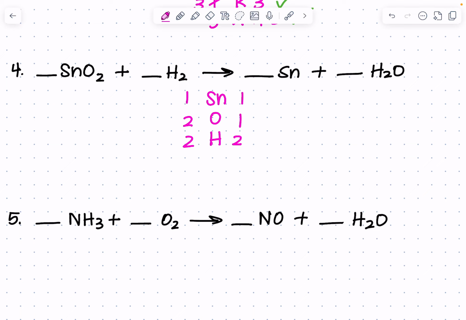All right, so here, right now, the only thing that I need to fix is my oxygen. So I'm going to multiply that by 2 here. But that also changes my hydrogen. Gives me 4 of them. How do I fix that? I get 4 hydrogens on the other side. So that one was pretty easy to fix.